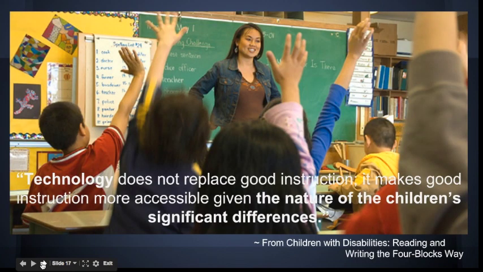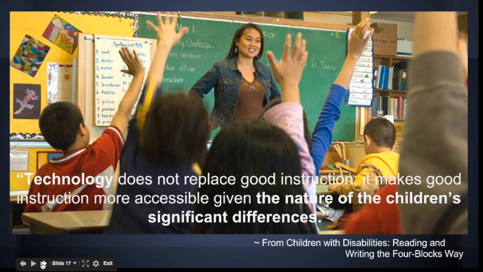So technology does not replace good instruction, and that's really important. It makes good instruction more accessible, and that's how we have to think about this, not just regular technology, but also assistive technology. Sometimes I've had teachers say to me, well, we'll put them on the computer during this time and they can do their program. Well, then they're missing out on really good instruction.